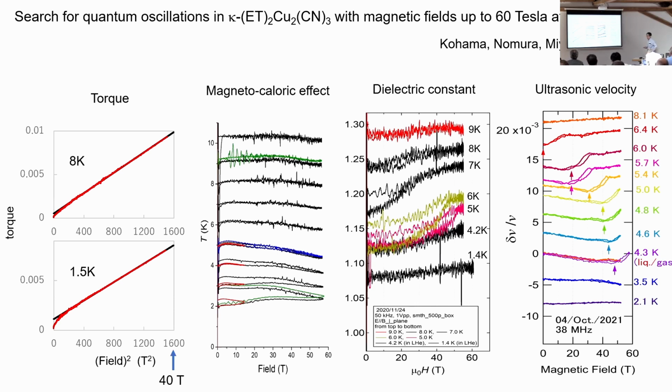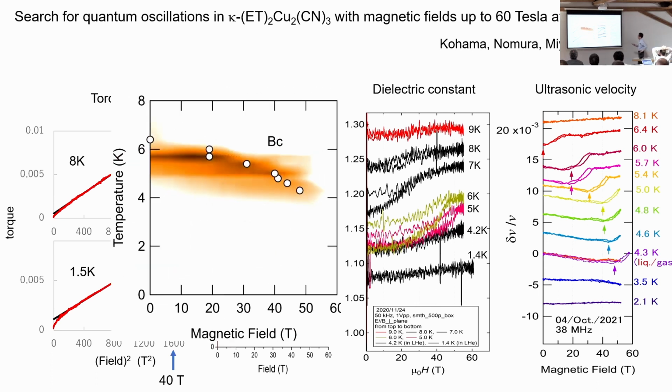For example, ultrasonic velocity. You see the anomaly, a kink, from the low temperature region to the high temperature region. And this kink, this anomaly, may be related to the 6 Kelvin anomaly. So this is the field dependence of the 6 Kelvin anomaly. If you plot this anomaly as a function of magnetic field, the behavior looks like this. So very, very robust. The 6 Kelvin at zero magnetic field decreases to 4 point something at 50 Tesla.